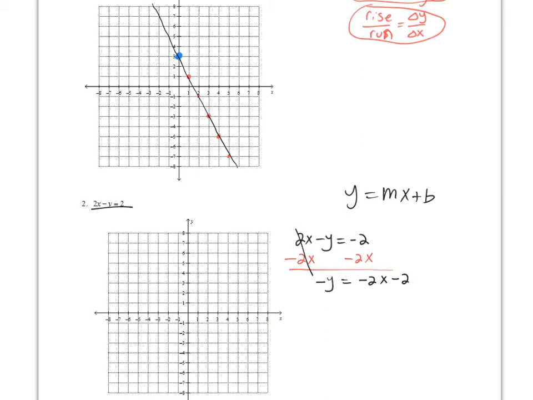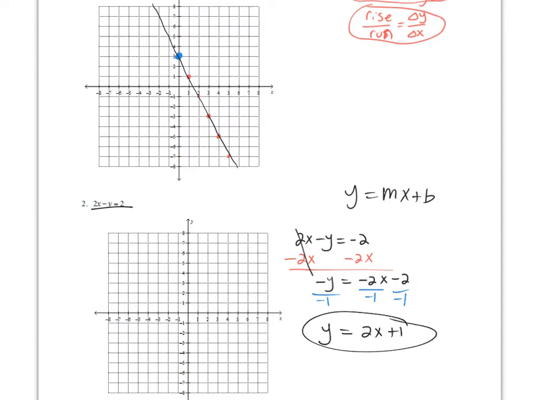Now it looks really close, because it looks like I've got y equals mx plus b. It looks like I've got mx and it looks like I've got b. The problem is I don't just have y, I've got negative y. So we've got to divide by negative 1 or multiply by negative 1. I like to divide here, and I've got to divide everything by negative 1. So negative y divided by negative 1 is y equals negative 2x divided by negative 1, 2x, and negative 2 divided by negative 1, positive 1.